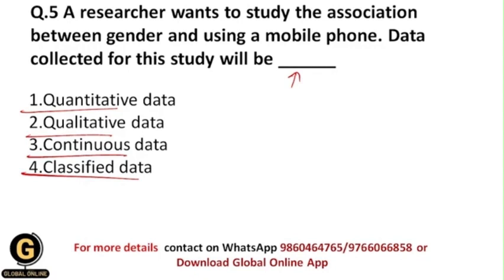Okay, and over here the researcher will collect qualitative data, because the researcher wants to understand exactly the association between gender and using a mobile phone, right? And that's why he will collect qualitative data, which includes lots of experiences and behaviors of each gender towards the mobile phone. Okay, so only quantitative data over here is not sufficient to study the whole thing, and that's why the researcher will collect mainly qualitative data. And that's why your correct answer should be 2.